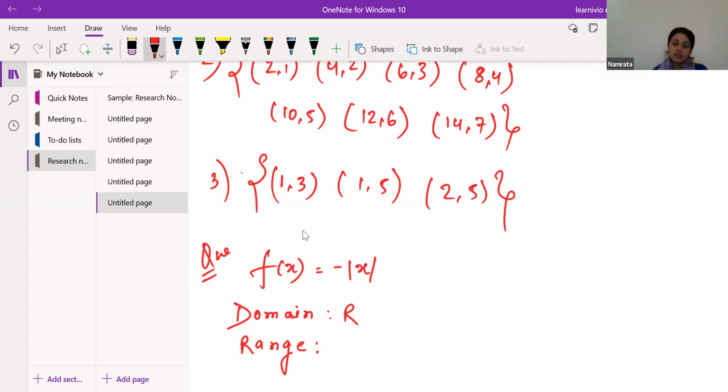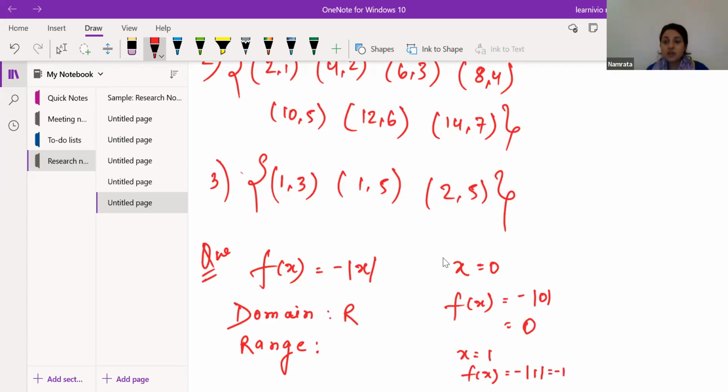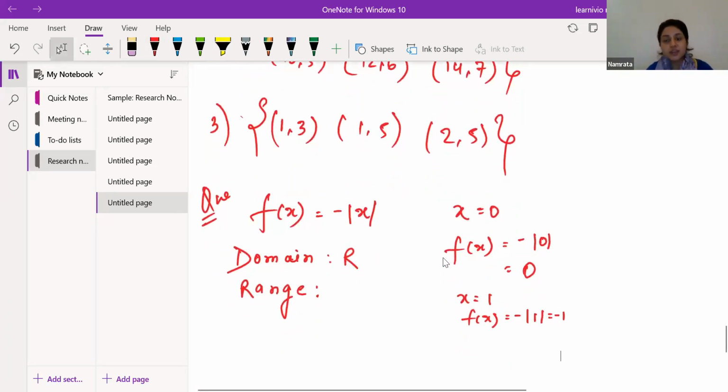So if you are saying that we can take all real numbers, that means I can take x as 0, because 0 is also a real number. So f of x will be minus of mod 0, that is 0 only. If we take x as 1, f of x will come out as minus of mod 1, that is minus 1. Since there is a negative before the mod, we will always get a negative number, but we can also get 0, right? Yes, ma'am.